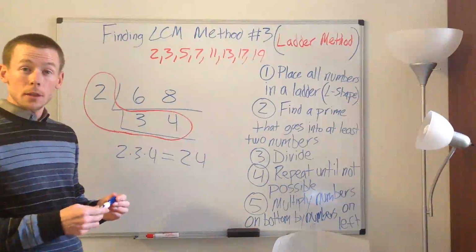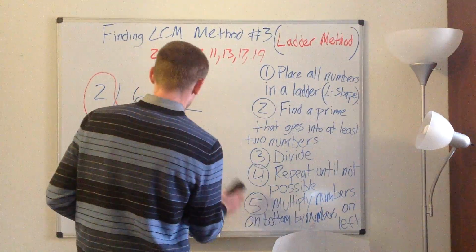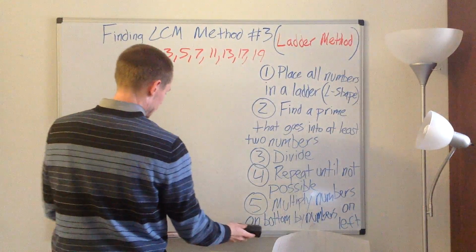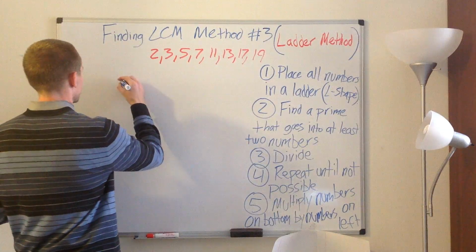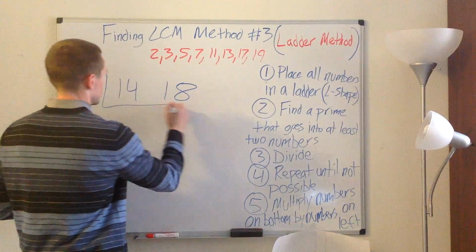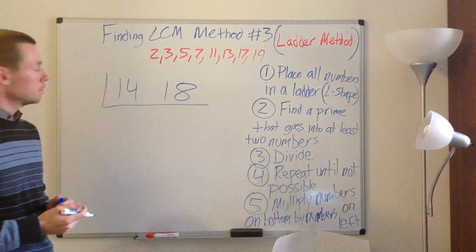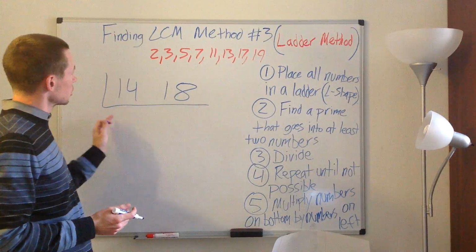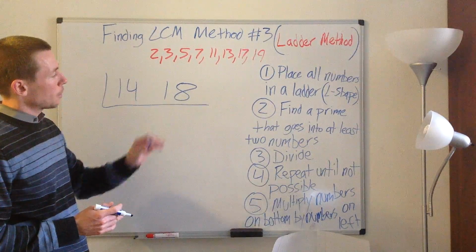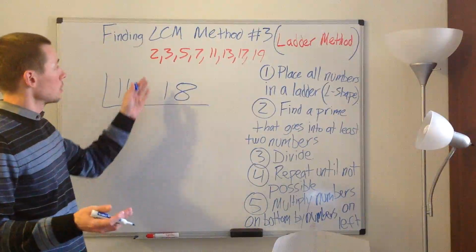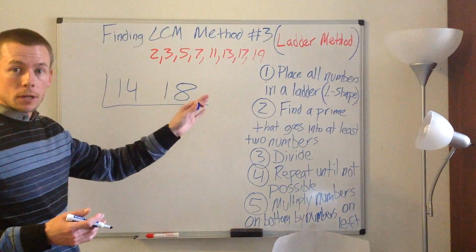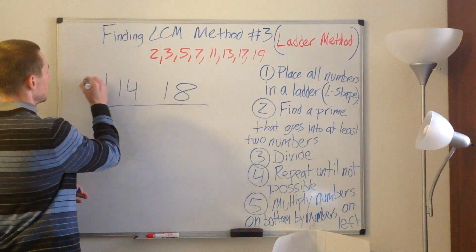Okay. So let me show you another example. This time we'll look at 14 and 18. Let's start with placing the numbers in the ladder. So we did that, 14 and 18. Find a prime that goes into at least 2 numbers. Well, let's start with 2. Does 2 go into 14? Yes, it does. Does 2 go into 18? Yes, it does. Place it on the left here.